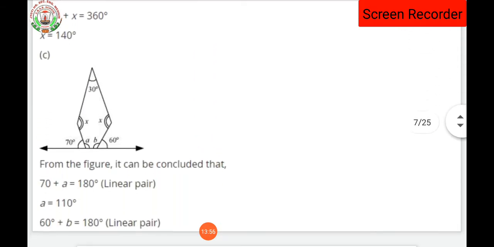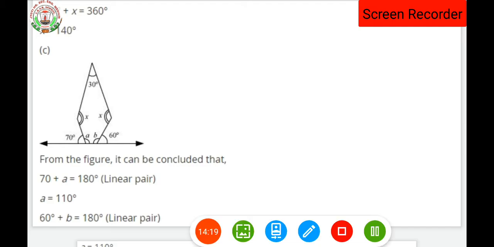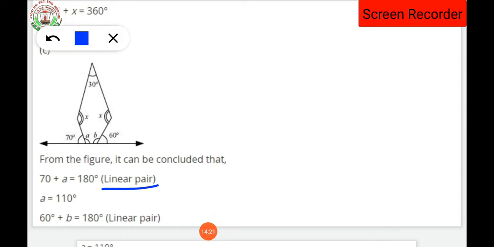C part of the question. Here, as I told you while explaining the question, you have to use the linear pair axiom to find the interior angle of 70 and 60. 70 and 60 are the exterior angles. With the help of that you have to find the interior angle. Now you will ask, teacher, how will we find the interior angle? So dear students, for finding the interior angle, as I told you, the linear pair axiom is very important.